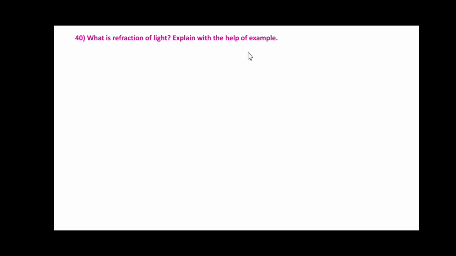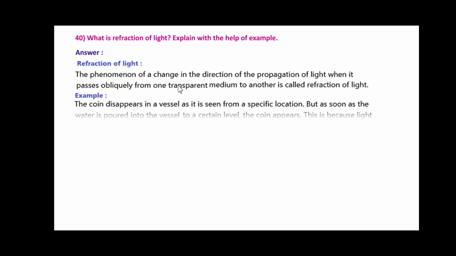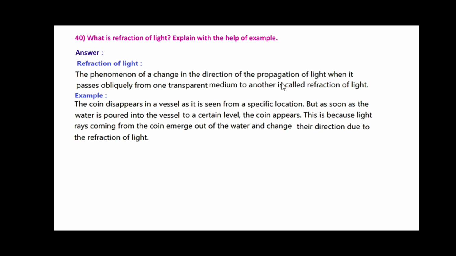What is the refraction of light? Explain with the help of an example. Friends, the phenomenon of a change in the direction of propagation of light when it passes obliquely from one transparent medium to another is called refraction of light. The coin disappears in a vessel as it is seen from a specific location, but as soon as water is poured into the vessel to a certain level, the coin appears. This is because light rays coming from the coin emerge out of the water and change their direction due to the refraction of light.